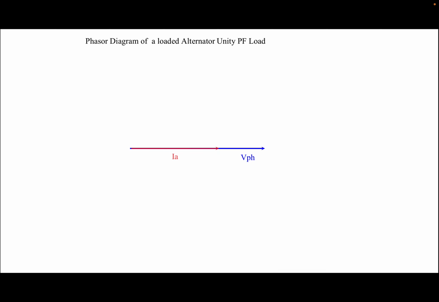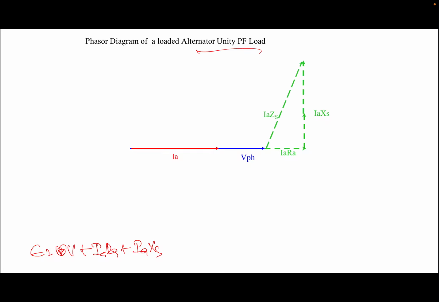These are the corresponding phasor diagrams of unity power factor load. Here, what is the relation? We already discussed it in the last classes. So E naught, what is the formula here? E equals V phase plus IA RA plus IA XS. So that I am trying to represent here for different power factors. What is the phasor diagram here? The same concept will be utilized here. So instead of this IA RA, how can I replace it? I can replace it with IA into ZS.